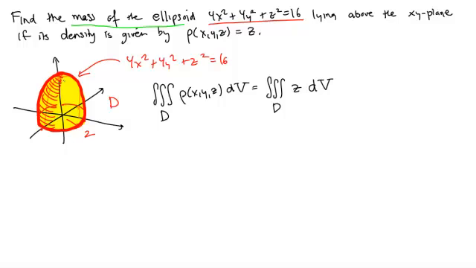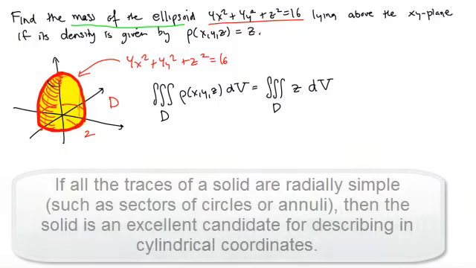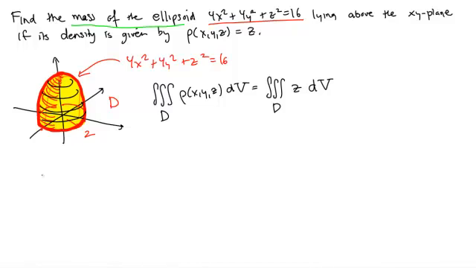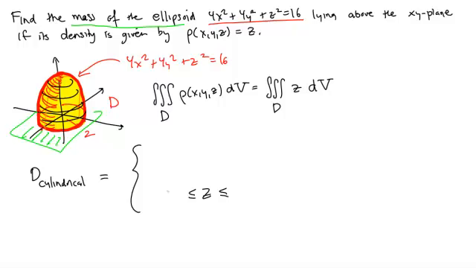Now notice that since all of the traces of this shape are circles, that would suggest that it's a good candidate for one of our circular coordinate systems. So let's see if we can describe D in its cylindrical coordinates. So to describe D in its cylindrical coordinates, let's first see if we can describe its top and its bottom. Its bottom is the plane z equals 0. Its top is given by this equation right here. Well, I need to first solve this for z. So if we take this and solve it for z, we'll get z squared is equal to 16 minus 4x squared minus 4y squared.